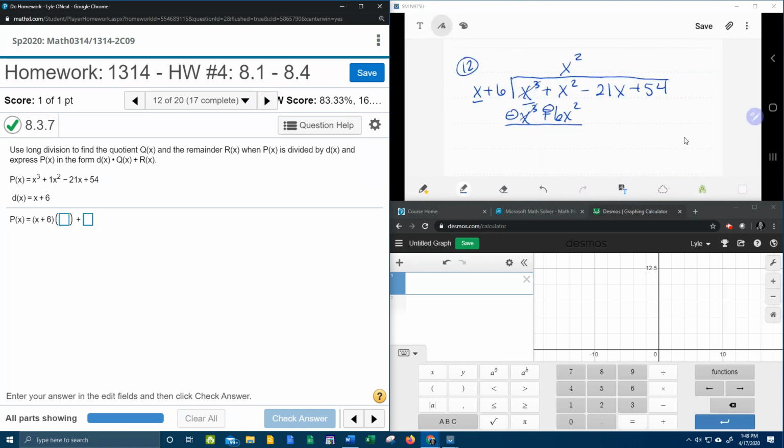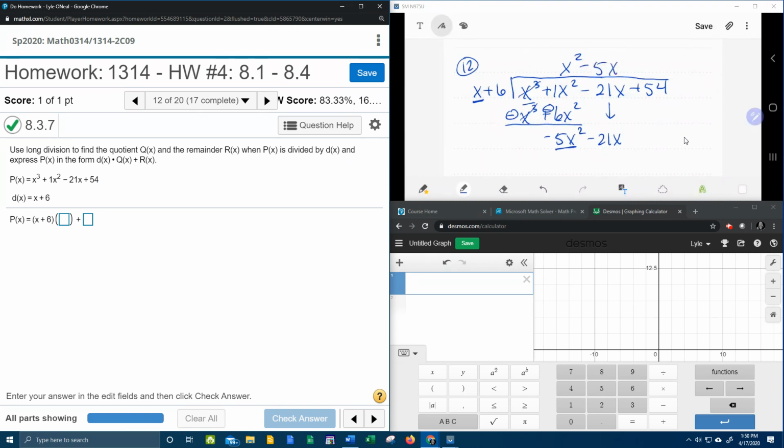X cubed minus x cubed cancel. I've got 1x squared minus 6x squared. That's a minus 5x squared. And then the minus 21x can drop. And then we're going to rinse and repeat. Now, how many times does x go into negative 5x squared? Well, negative 5x squared divided by x is negative 5x.